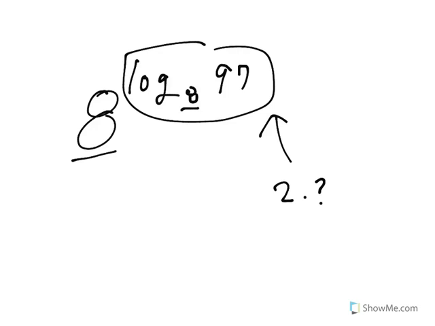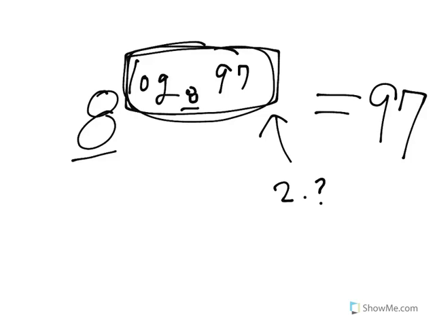But what? Well, I don't know. So how could I possibly know what 8 raised to that power is? Well, it's going to be 97. Because this is the number that 8 needs to get raised to become 97. And then I'm actually raising 8 to the power that 8 needs to get raised to become 97. So it becomes 97. I find those to be kind of thought-provoking questions.